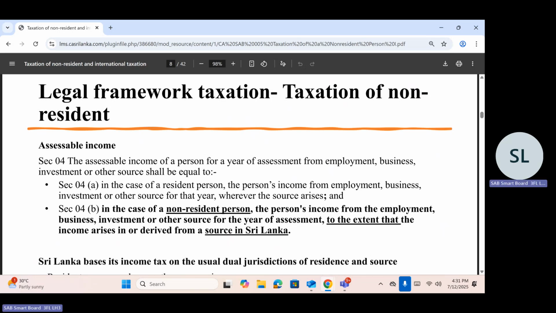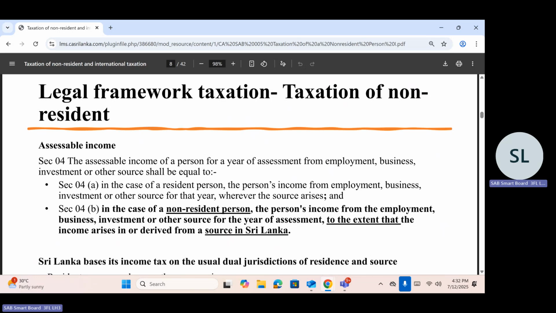In the case of a non-resident person, the person's income from employment, business, investment, or other sources for the year of assessment, to the extent that the income arises or is derived from a source in Sri Lanka. That means in the case of a non-resident person, the source of the income should be in Sri Lanka. That means income should be generated from Sri Lanka.